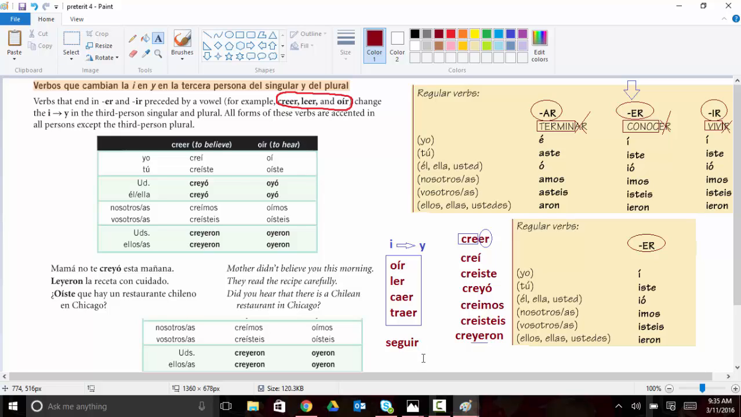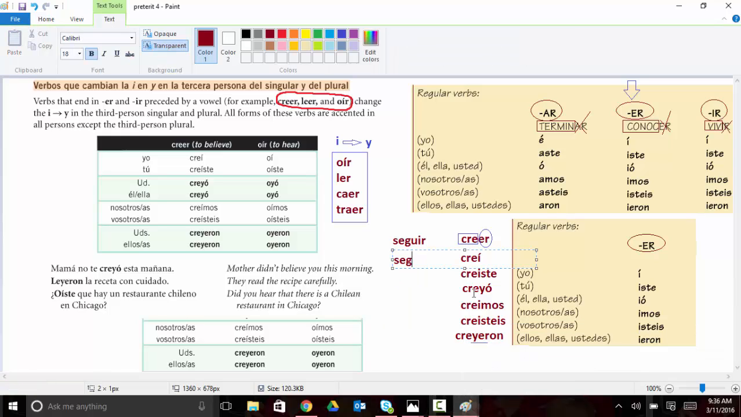And seguir's conjugation would look like this. Seguí, seguiste. Now I'm making a spelling change in the stem. It actually falls in with my stem changers for the preterite tense, which I'm going to go over next. But you'll notice that I have three vowels right here, and I do not worry about putting a Y because my U is silent.